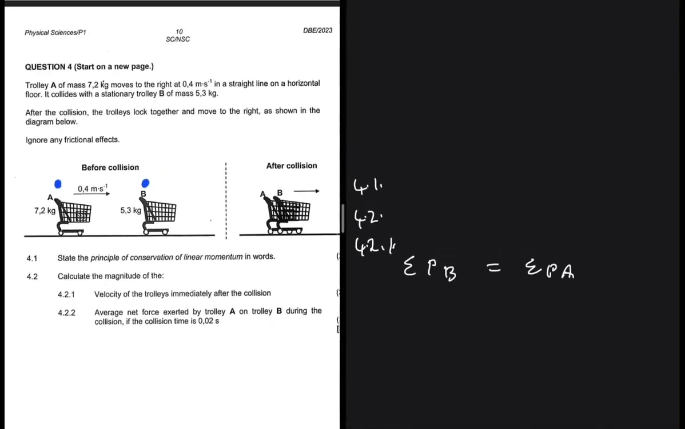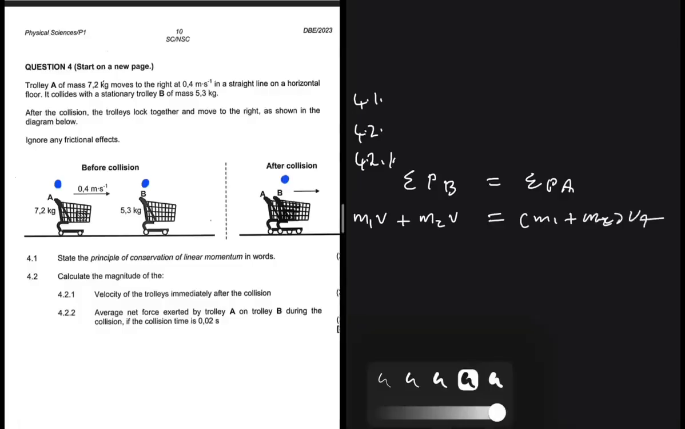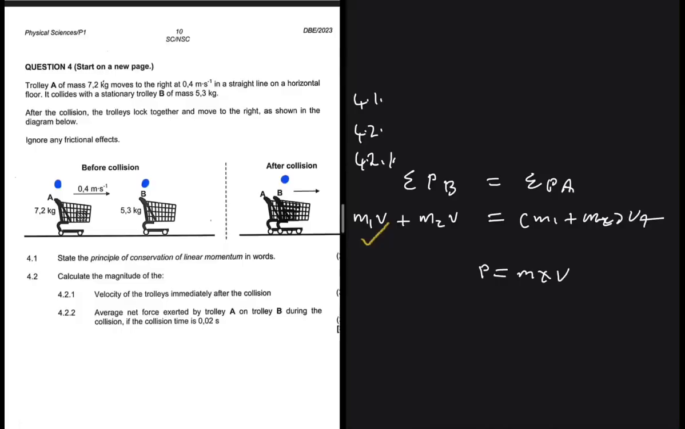And after they collide, they move together as one unit, right? So if we set up our equation here, we'll get m1 multiplied by the velocity plus m2 multiplied by its velocity equals (m1 plus m2) multiplied by Vf. If you're confused and can't see what is happening, that is because momentum is equal to mass multiplied by velocity. So this is the momentum of trolley A, the momentum of trolley B, and the momentum as they move together as one unit.